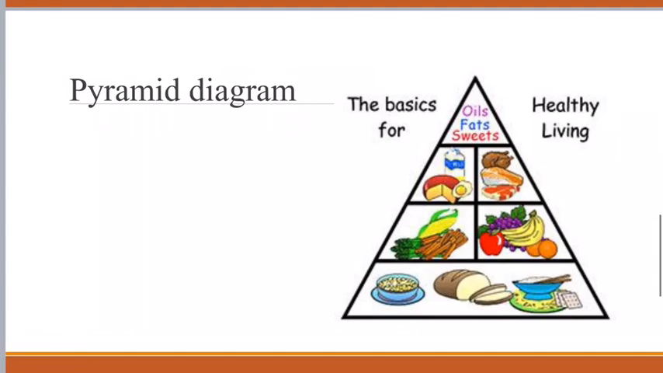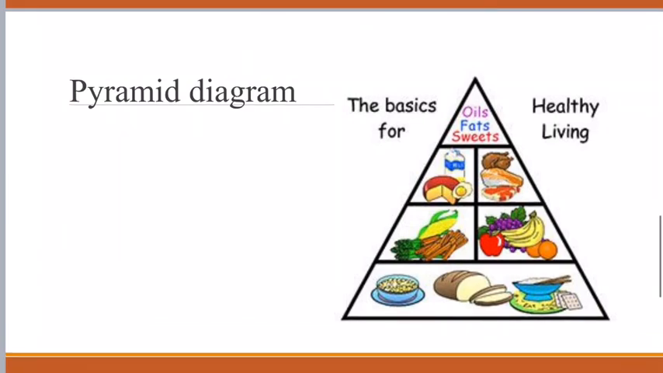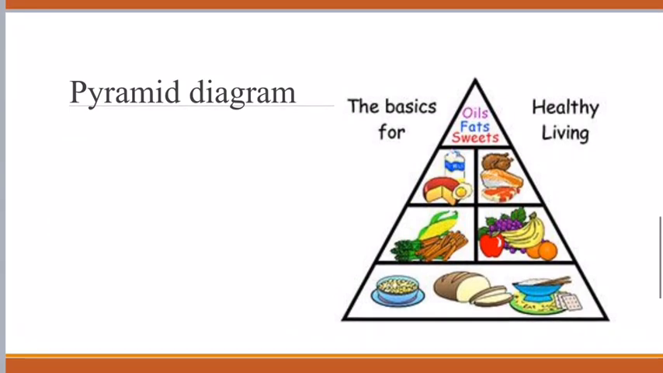So a pyramid diagram is a good way of showing how the amount of something varies. So if you need lots of something, put it at the bottom, and then as it goes up, you need less and less.